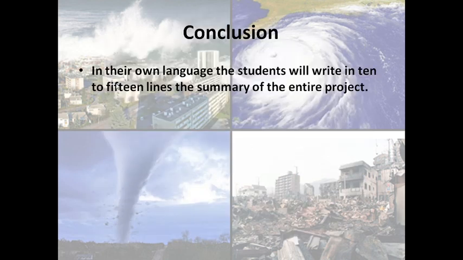Okay, now what the conclusion will be, in their own language the students will write in 10 to 15 lines the summary of the entire project. Here you have to write the entire project in summarized form, but in 10 to 15 lines. Don't make it too lengthy or too short. Okay, this conclusion will actually help your teacher to understand how well you have understood the project while doing the project.